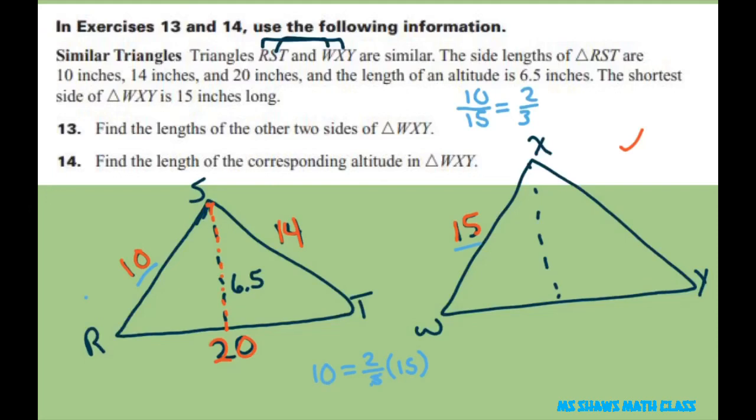So 3 goes into 15 5 times. 5 times 2 is 10. So our scale factor equals 2/3. And that's going to help us out with the other ones. Okay, so let's find all the sides. So the scale factor, we want XY.